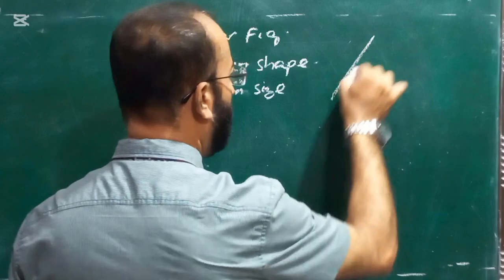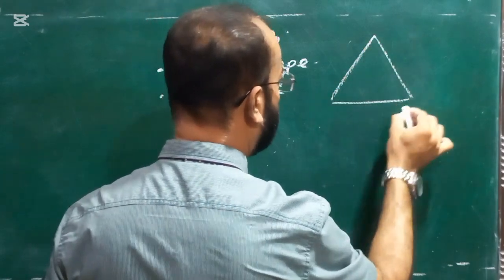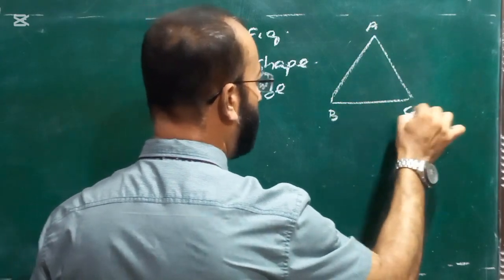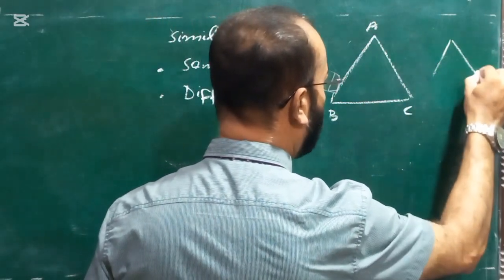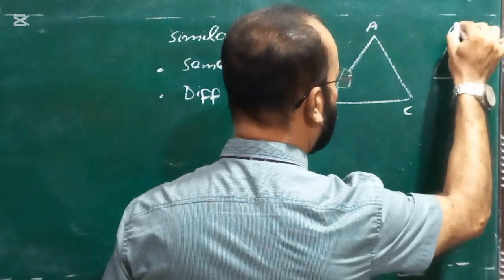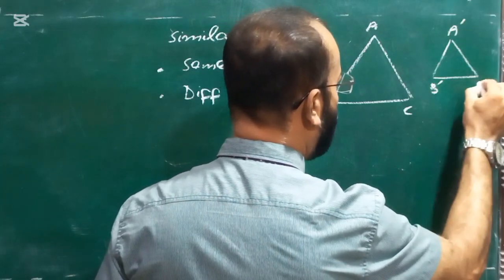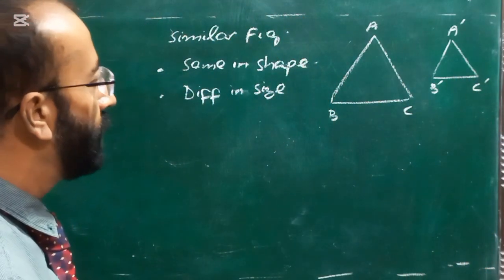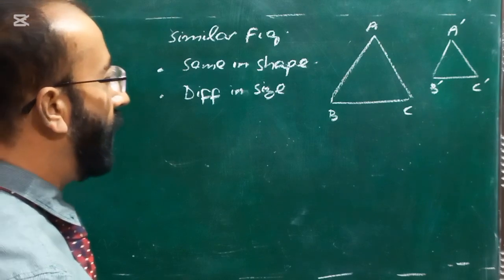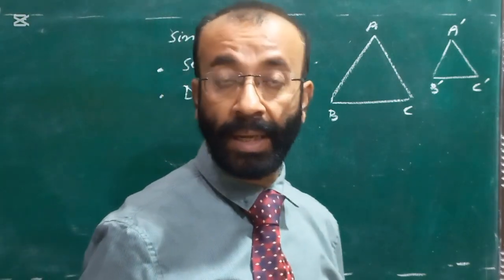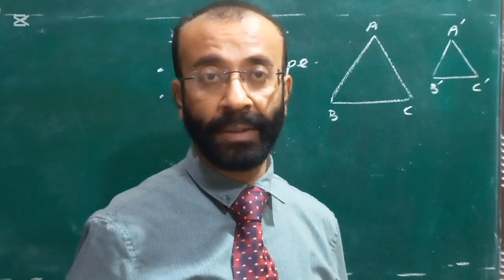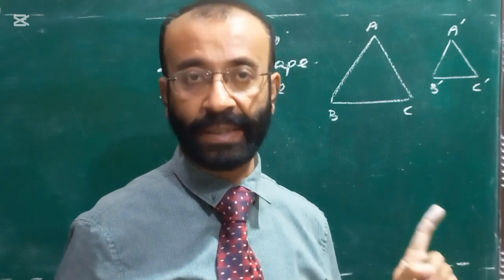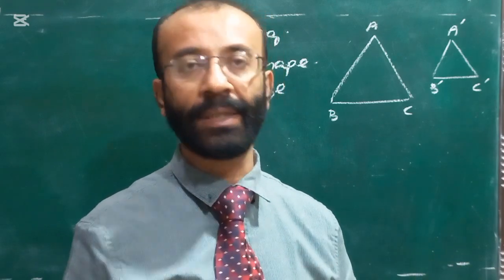For example, here is a bigger triangle, A, B, and C, and here is a smaller triangle of the same shape. So shape is same, but size is different. That's why these figures are called similar figures. Again, remember, color and texture will not matter. Colors may be different, texture may be different, but shape should be same and size should be different.